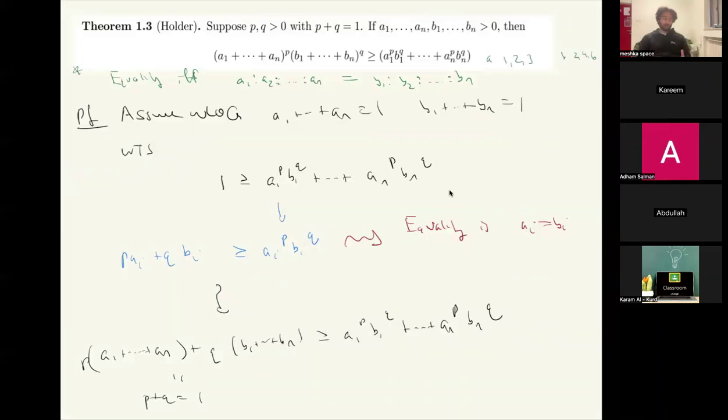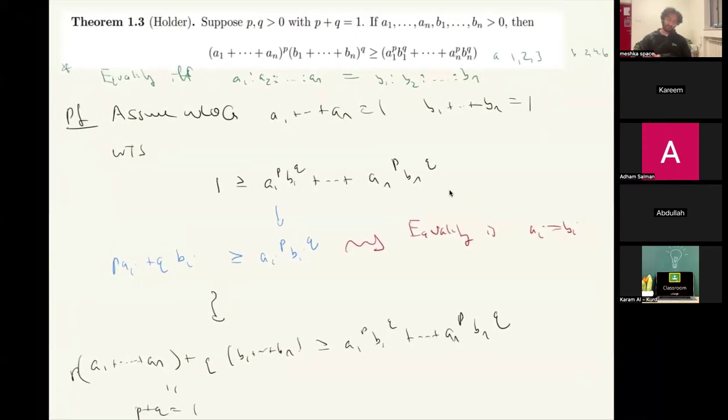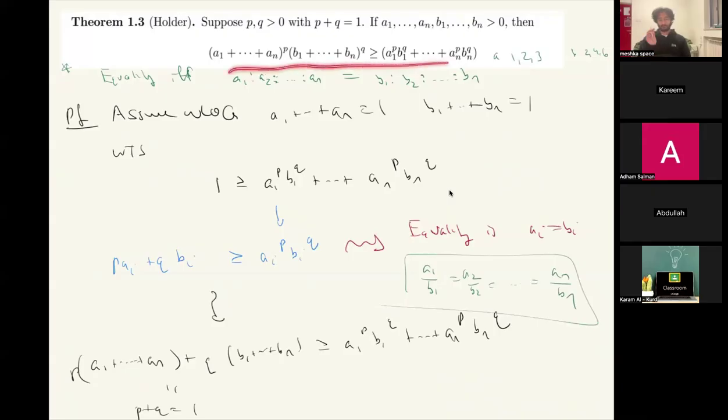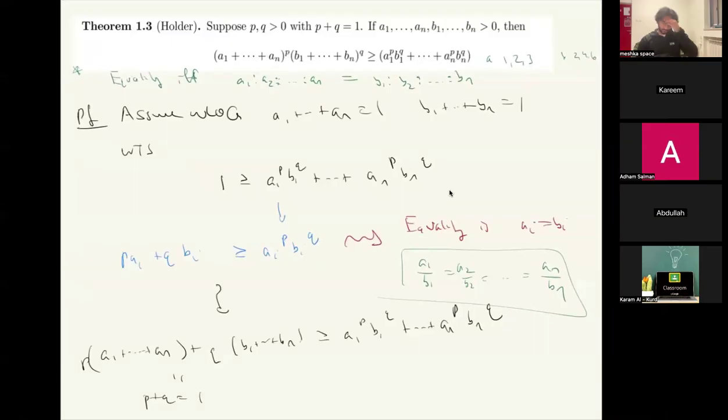Yeah. So the equality case is, maybe I write it down. It's not actually AI equals BI, it's A1 over B1 equals A2 over B2 equals ... equals AN over BN. The ratio between all of them should be the same. That's the full equality case. And you can see if that's true, then this inequality is true. Okay. So any questions? Okay. So that's the proof of Holder.